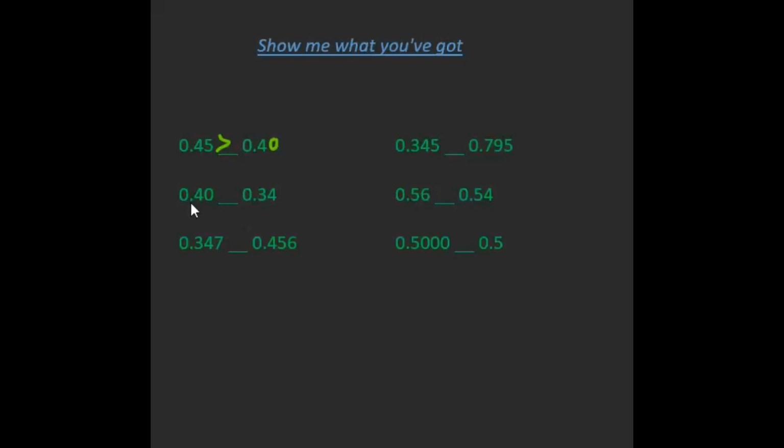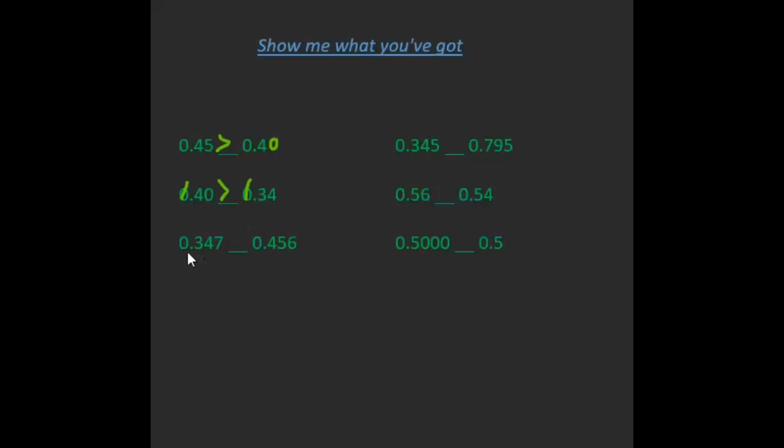0 and 40 hundredths and 0 and 34 hundredths. Okay, so now we can obviously see that we can't compare the zeros. But we can compare the tenths because 4 and 3 are different numbers, and 4 is greater than 3. So we know that 40 is greater than 34, so 0 and 40 hundredths is greater than 0 and 34 hundredths. Let's move on to the next one.